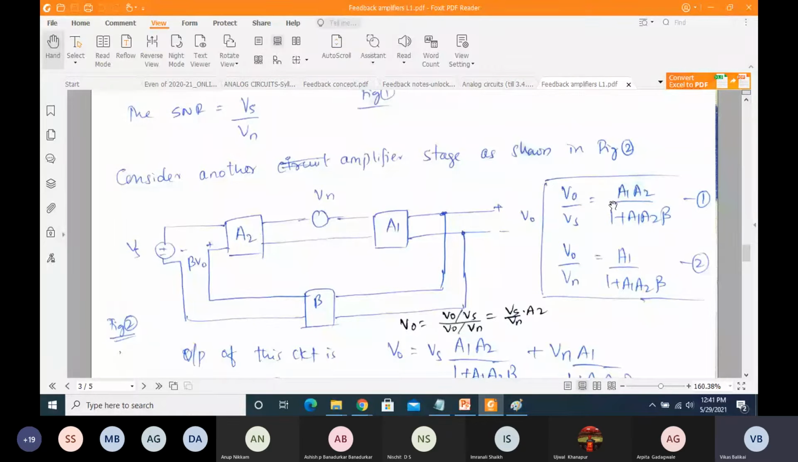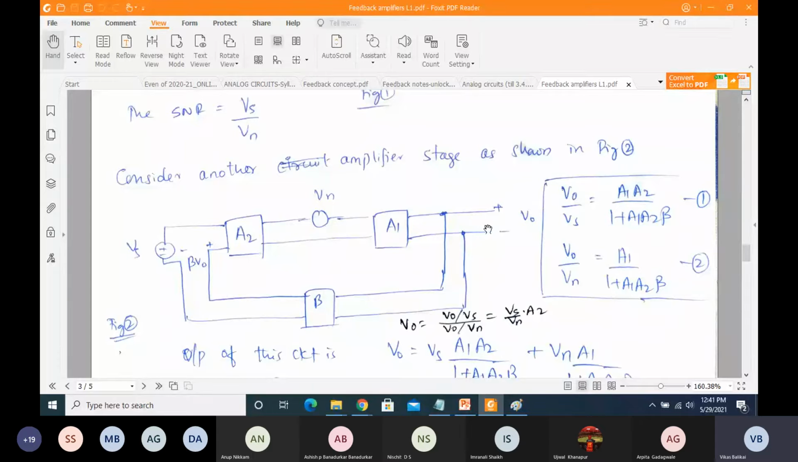I can write V naught is equal to A1 A2. If I had only one gain, it would be A. Now because there are two gains, I will be writing A1 A2 whole divided by 1 plus A1 A2 into beta. So it resembles the equation of the feedback setup, that is A divided by 1 plus A beta. So this is my V naught upon Vs.